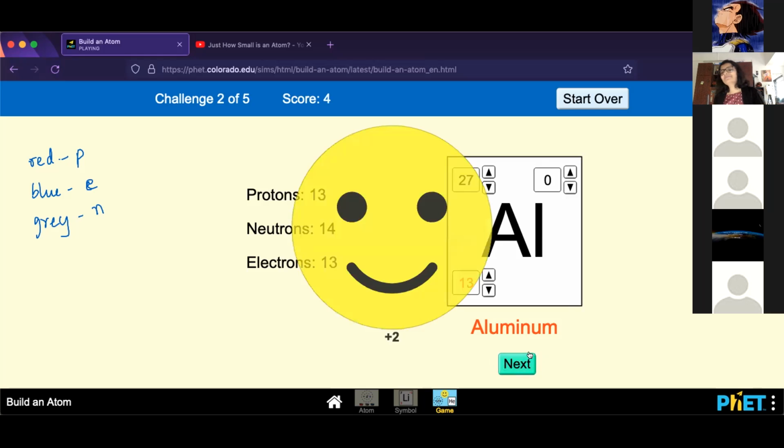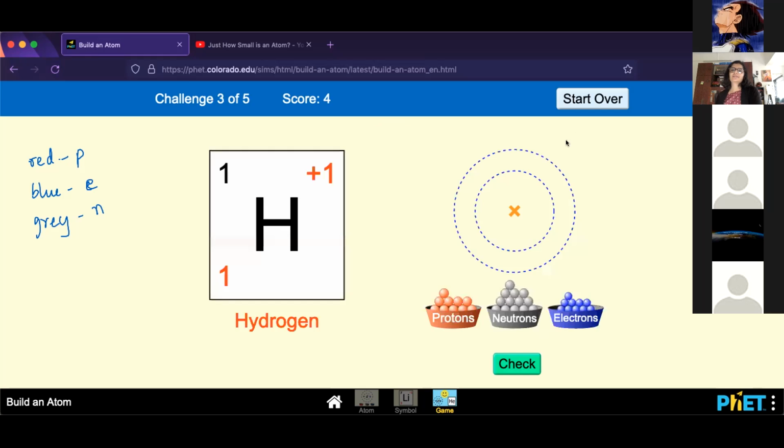Good teamwork, you guys. So happy. Good. Keep going. Oh, I need to build an atom here. Okay. So hydrogen. These are the things. How many protons should I put? 1 proton. 1.